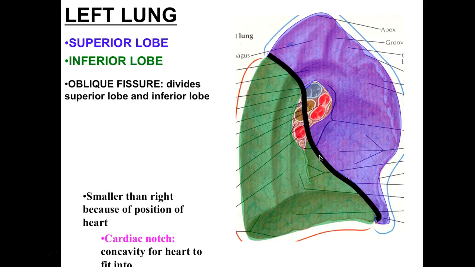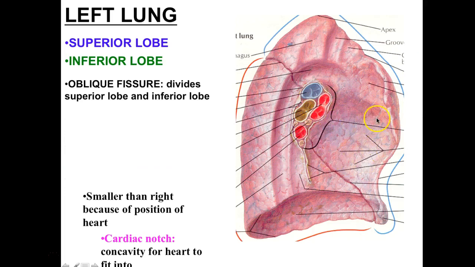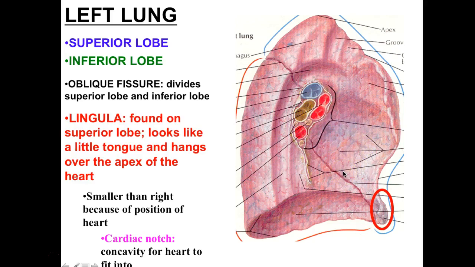We also can see a cardiac notch over here on our left lung, and this is a concavity for our heart to fit into. Another special feature of our left lung is this little tongue-like structure called the lingula. Lingula means tongue, so we're going to find this on the superior lobe, and it will hang over the apex of the heart.